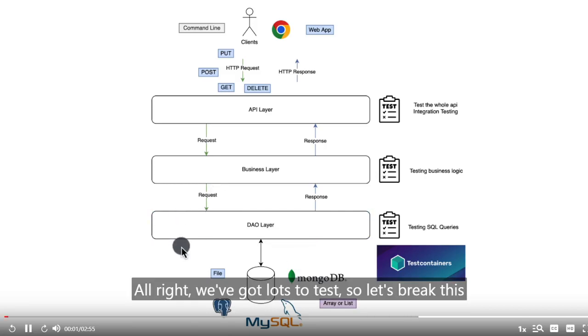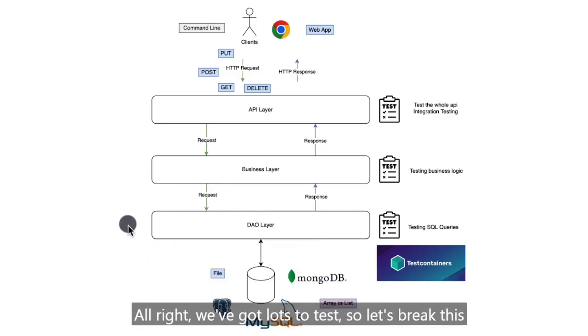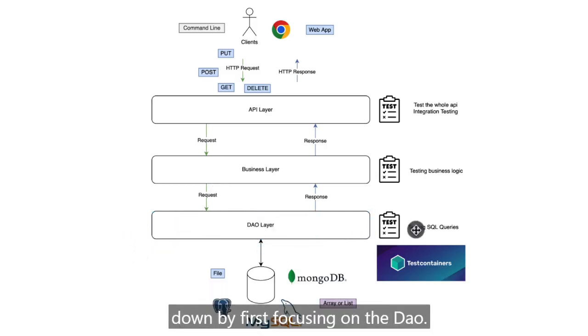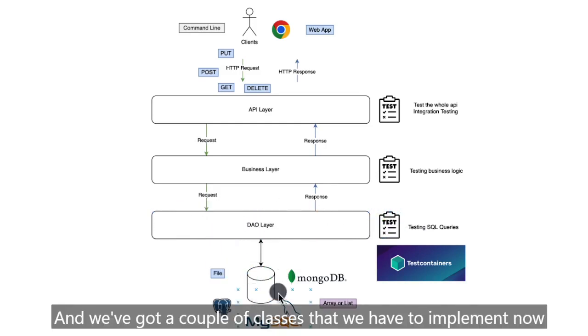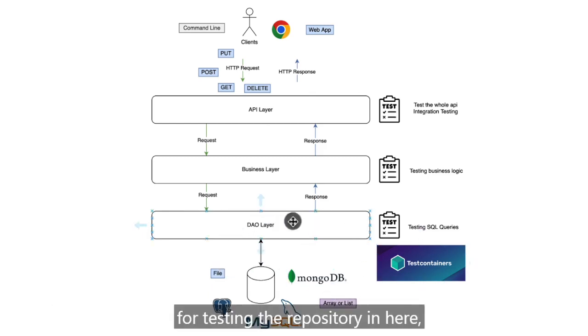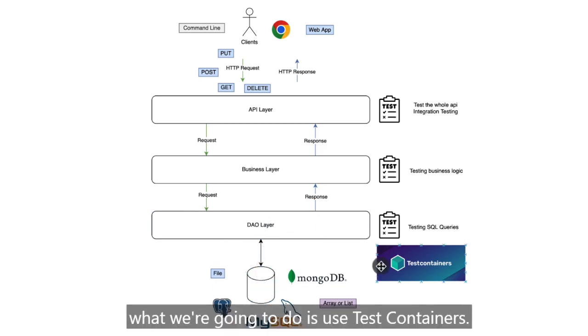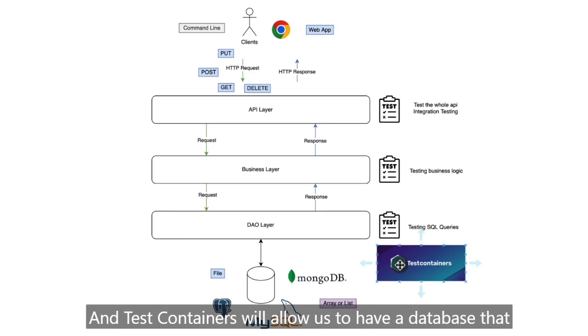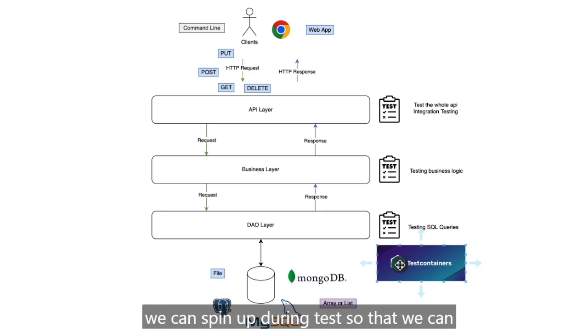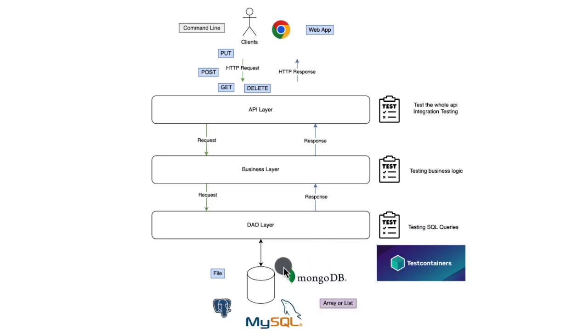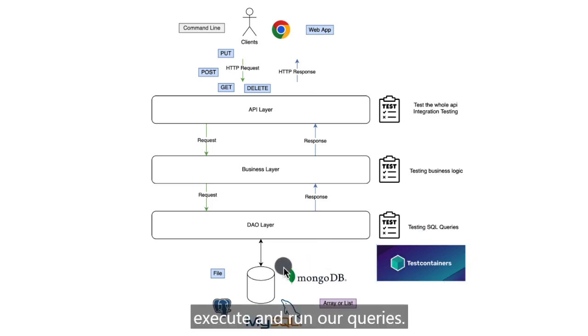All right, we've got lots to test. So let's break this down by first focusing on the DAO, and we've got a couple of classes that we have to implement. Now, for testing the repository in here, what we're going to do is use Testcontainers, and Testcontainers will allow us to have a database that we can spin up during tests so that we can execute and run our queries.